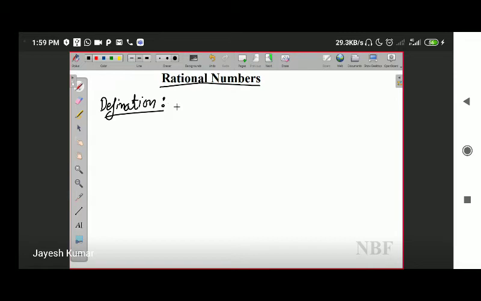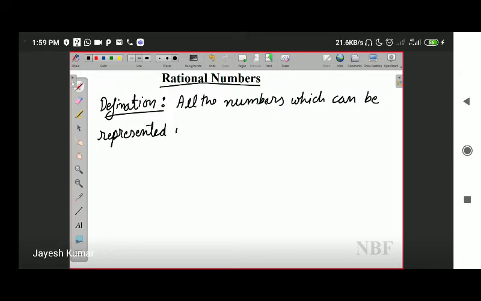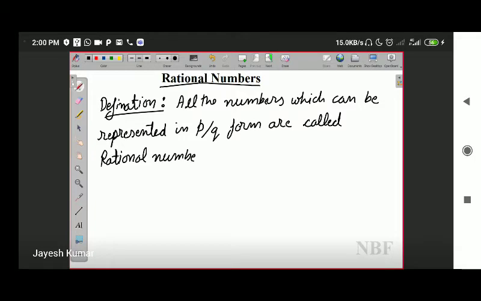Rational numbers: all the numbers which can be represented in P by Q form, that is P upon Q, are called rational numbers. Okay.